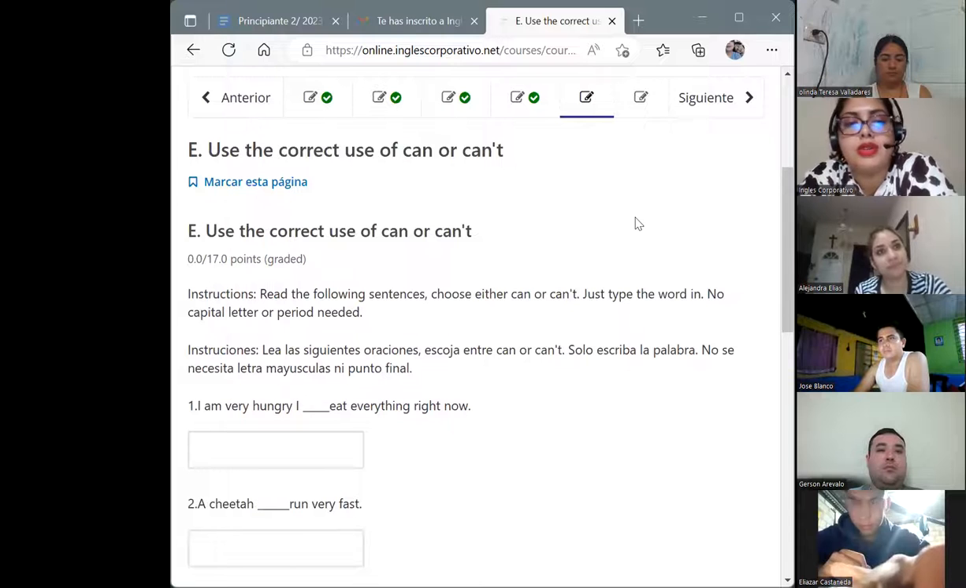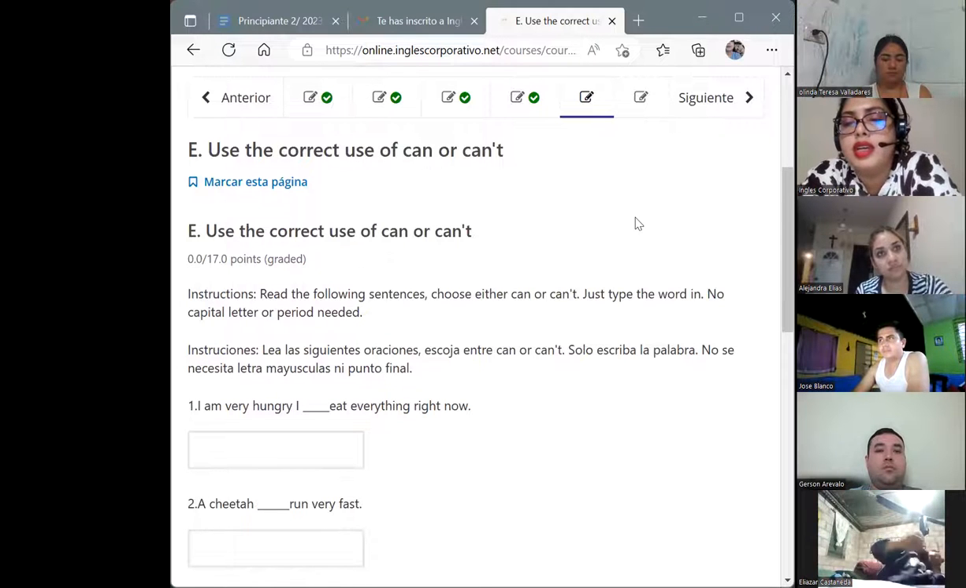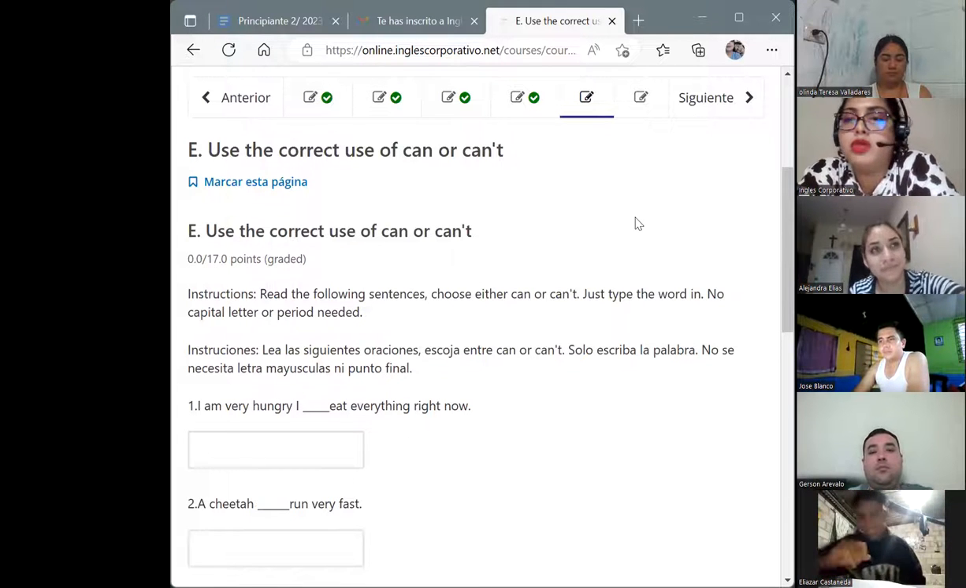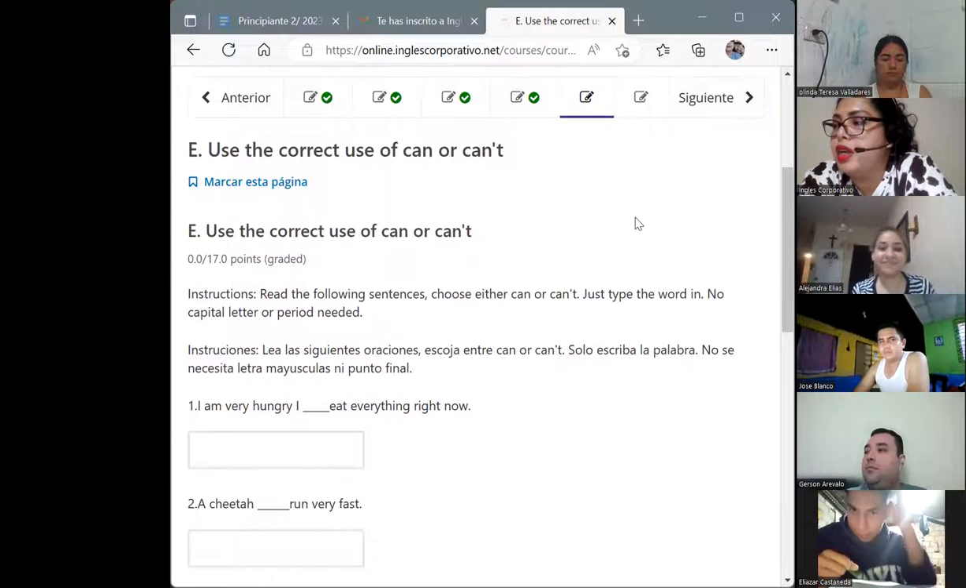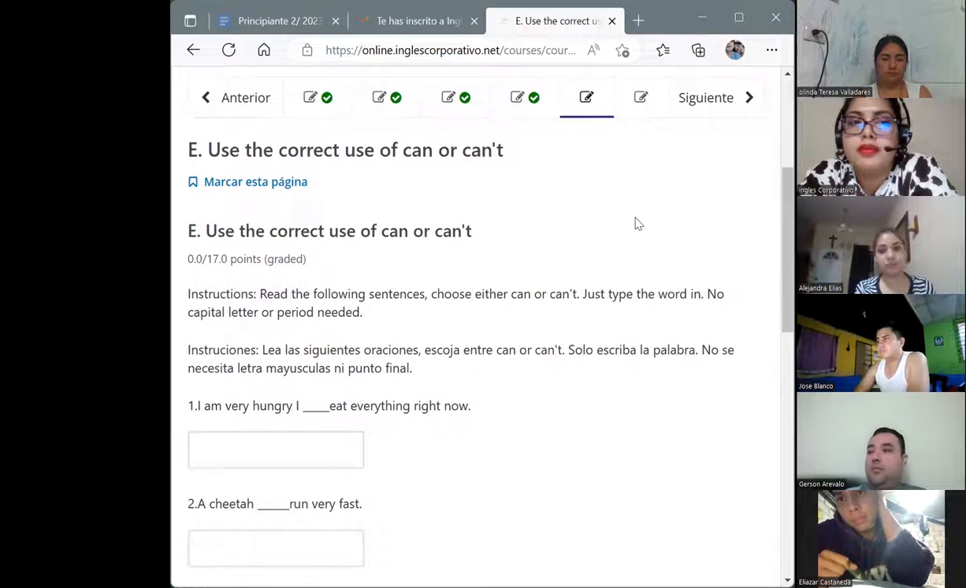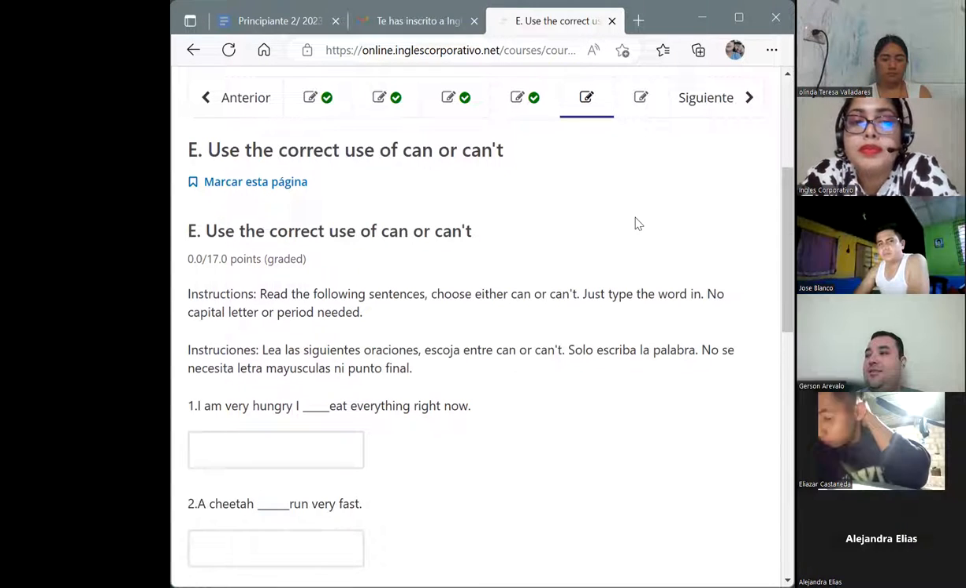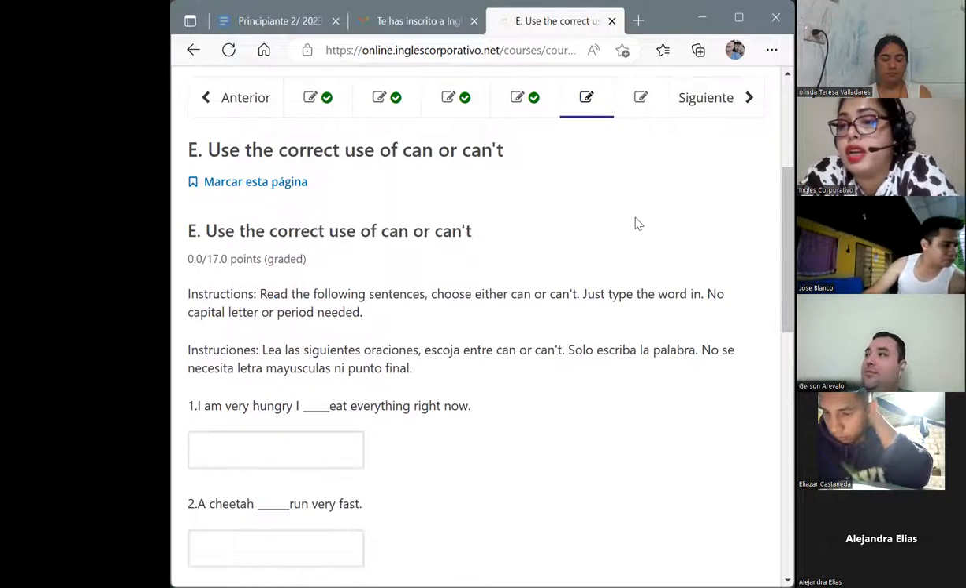We were seeing the use of can or can't. Veíamos un poco sobre qué era el can y el can't. In this case, it is related to be able to do something. Es la posibilidad de hacer algo o de no hacerlo. Ya que el can nos dice a nosotros que podemos hacer alguna acción y el can't nos dice que en realidad nosotros no podemos hacerlo.